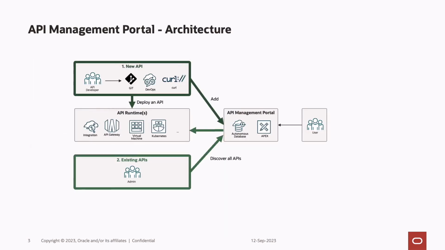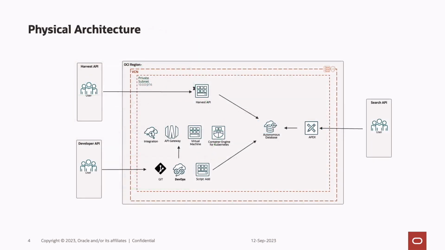Here is the architecture of the API management portal, which runs on Oracle Apex on Oracle Autonomous Database. New APIs are registered in the portal, which collects the metadata information. APIs can come from Oracle Integration or Oracle API Gateway. Additional APIs can be added via scripts. The API Management Portal and associated services, API Gateway and Oracle Integration, run on Oracle OCI.